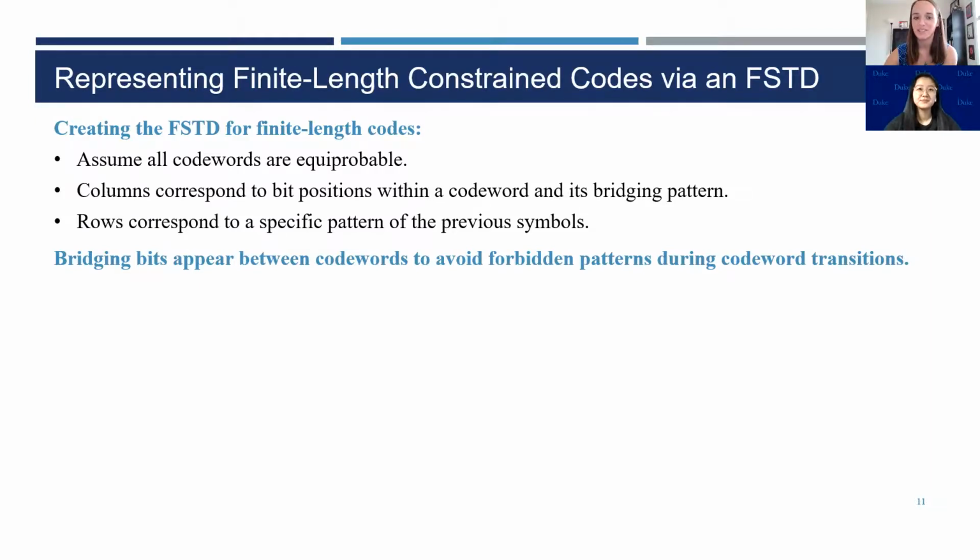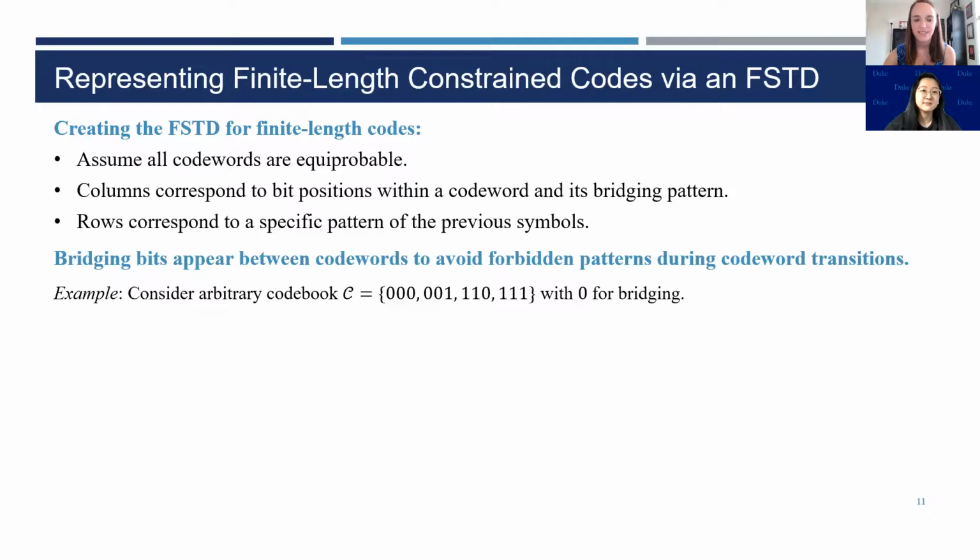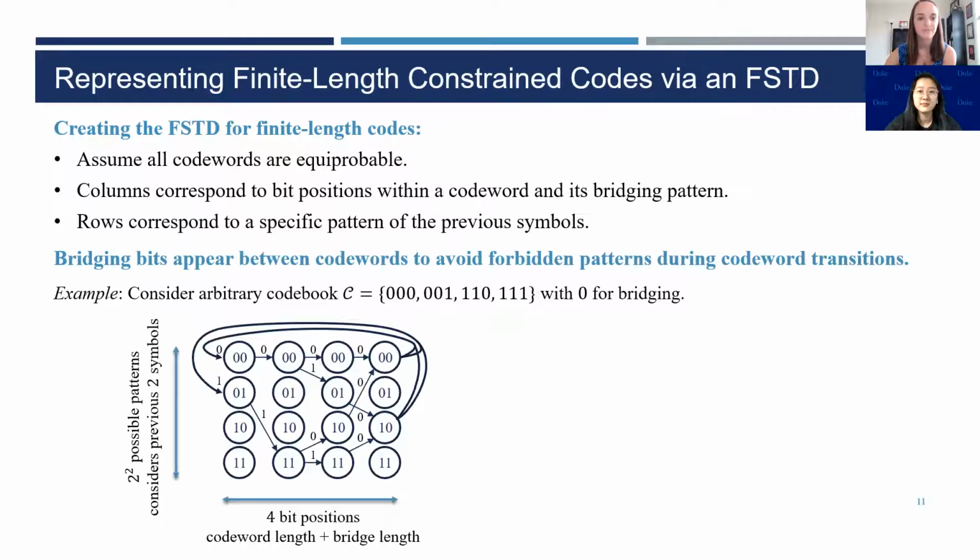To define bridging, these are just bits that are going to appear between code words so that we don't have any of the forbidden patterns happening between code word transitions. Here's that example. So consider the arbitrary code book C here, where we've got 4 different code words that I've got listed, and we're just going to use simple 0 bridging between every single code word.